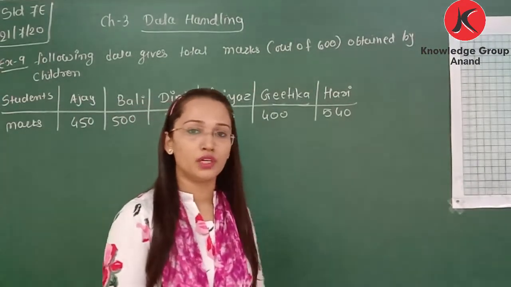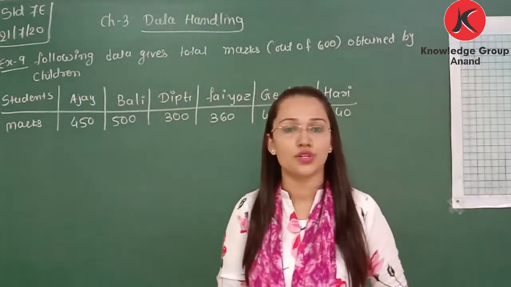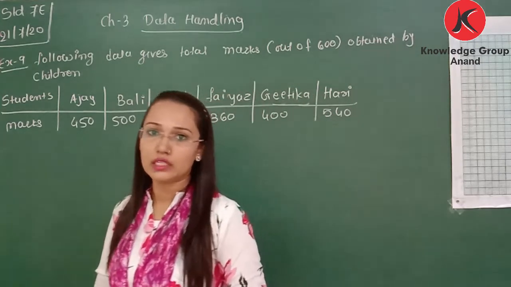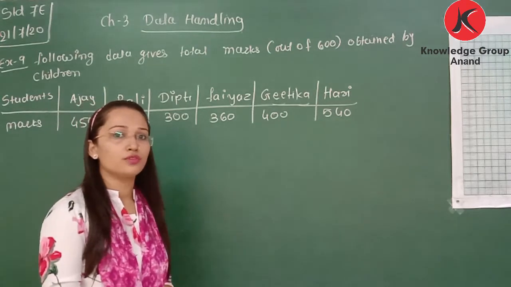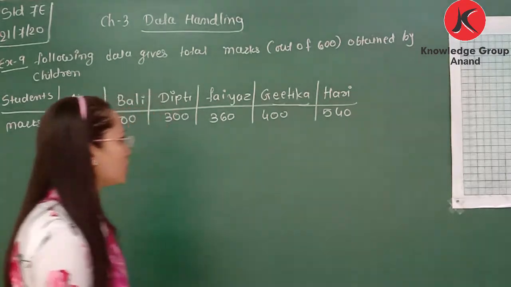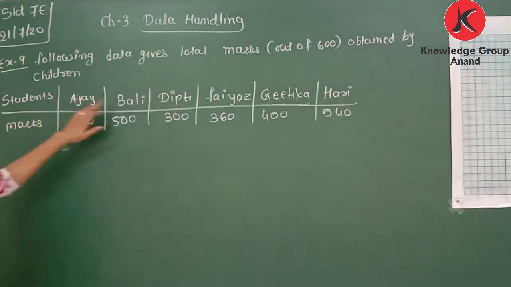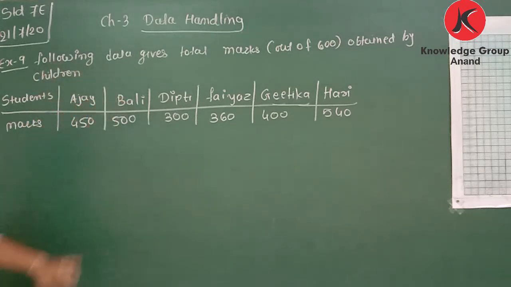Draw a horizontal line, and a vertical line which is the y-axis, and the horizontal line is the x-axis. They intersect at the origin. The most important thing in a graph is to use a scale. Okay, so here the following data gives the total marks obtained by the students.